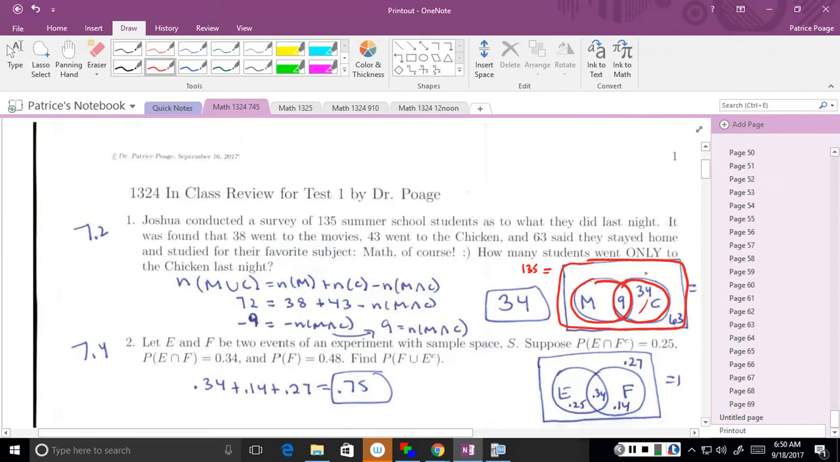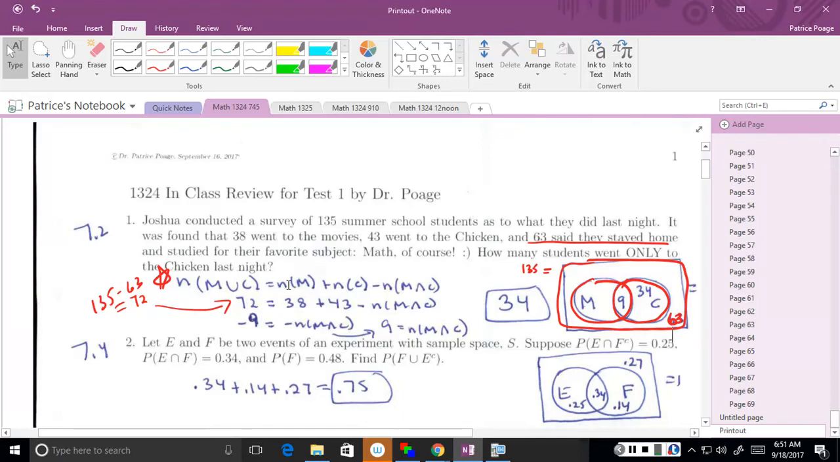But right here where it says 63 stayed home, I know that number goes on the outside. So if I do 135 minus 63, that tells me that 72 students went to either the movies or the chicken or both. So I can then move over here to my formula. So at this point, all I have is this number 63 outside. But if I move to my formula, the number who went to the movies or chicken or both was 72.